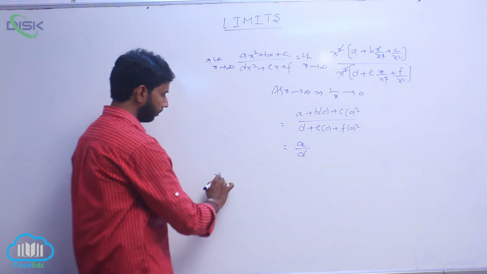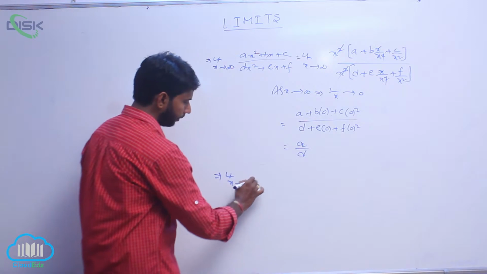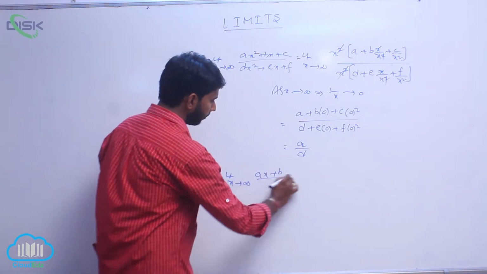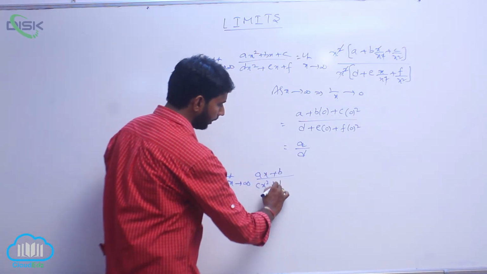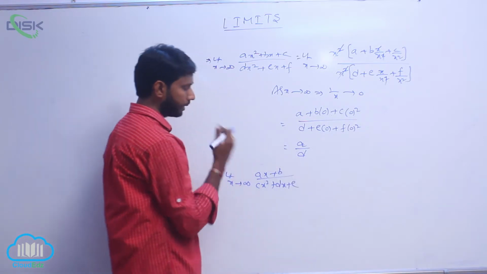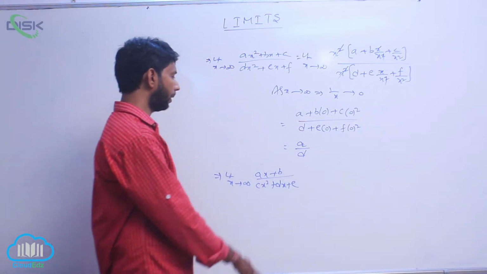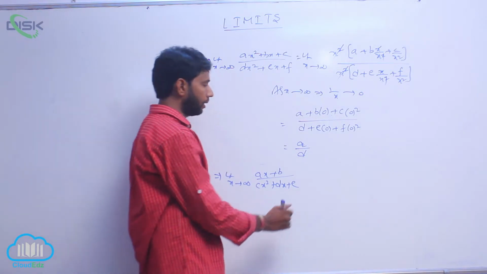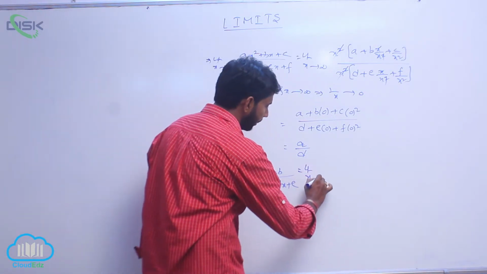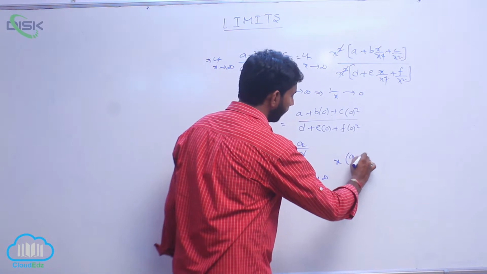And next one, limit as x tends to infinity, ax plus b by cx square plus dx plus e. In the numerator x is common and in the denominator x square is common. That is the limit as x tends to infinity, x of a plus b by x.